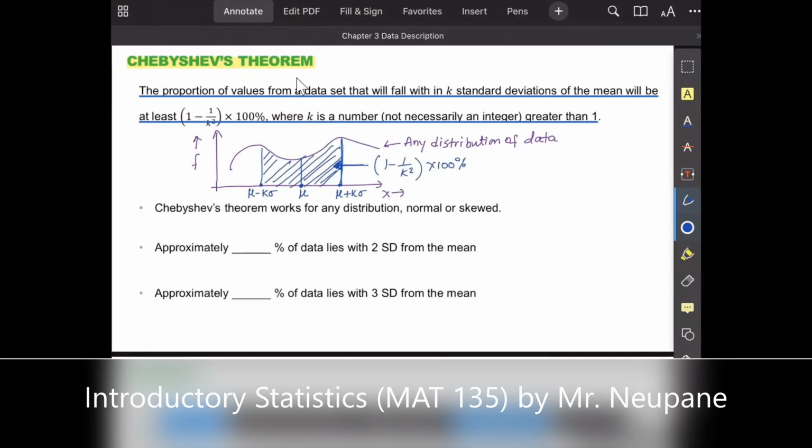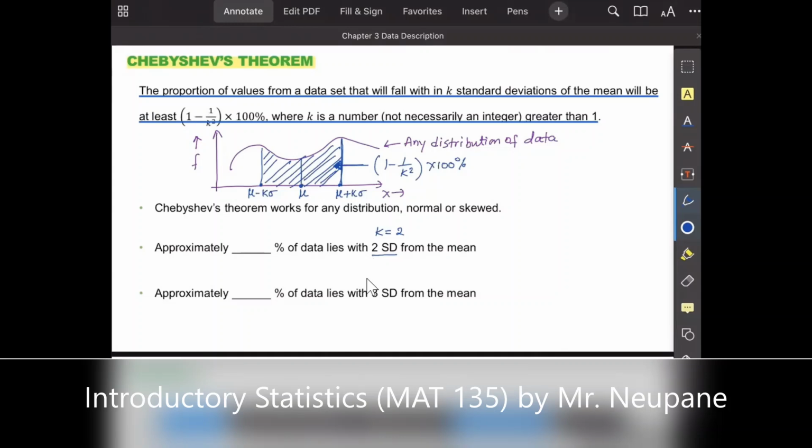So if that is the statement, let's look at two special cases here. How much data is there within 2 standard deviations? Suppose there is a mean and we go 2 standard deviations up and 2 standard deviations down. That means k is equal to 2. So if we use k equal to 2, what percent of data will be within 2 standard deviations?